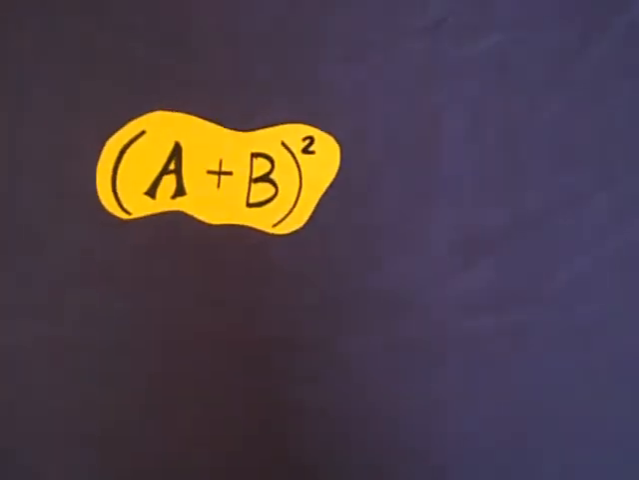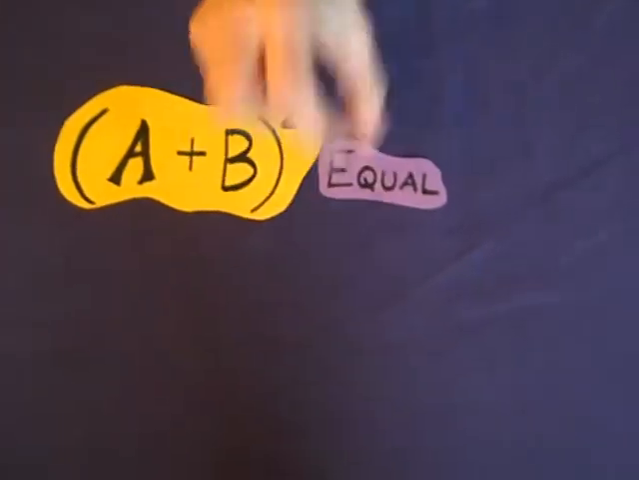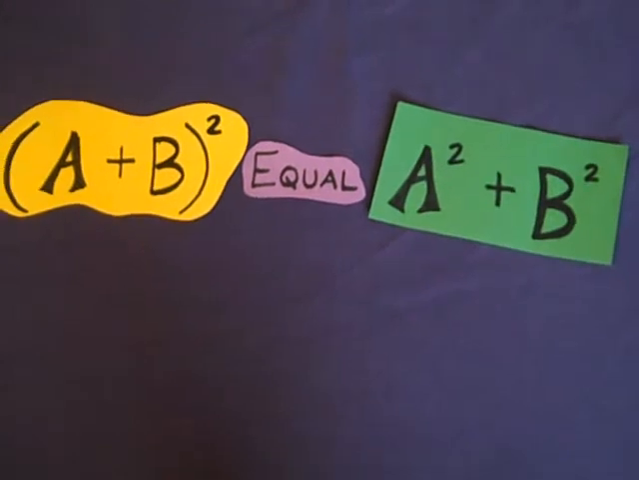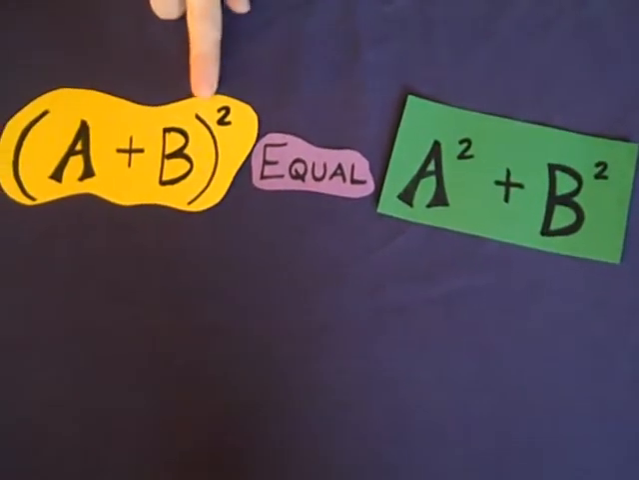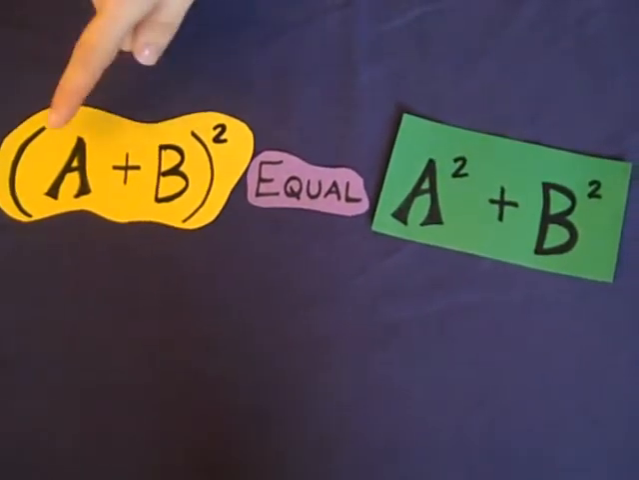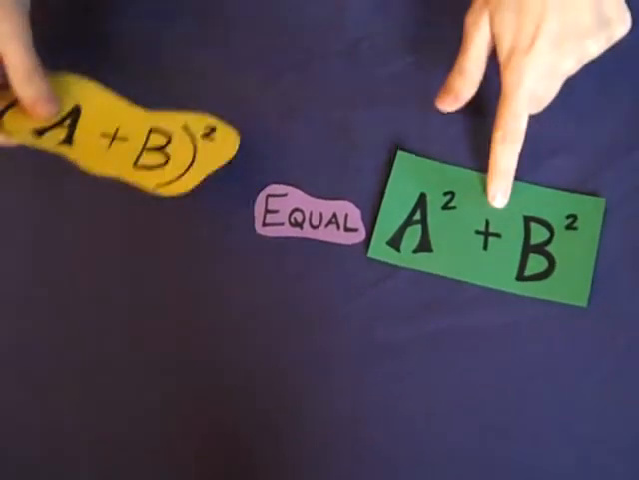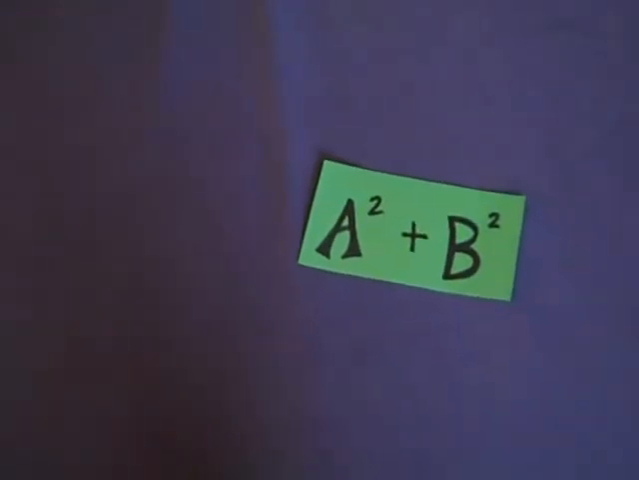Does (a + b) squared equal a squared plus b squared? Most people say yes, because they would just distribute the square and simply get a squared plus b squared. Let's take a look. First, let's look at the a squared plus b squared.